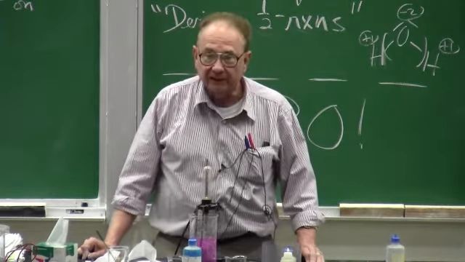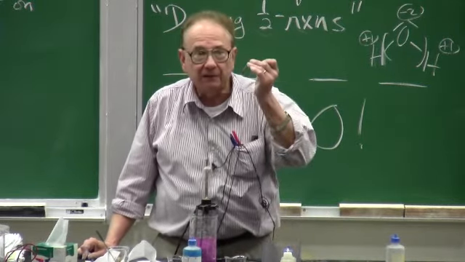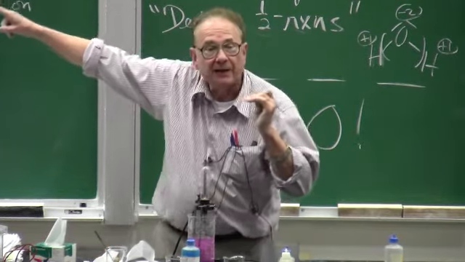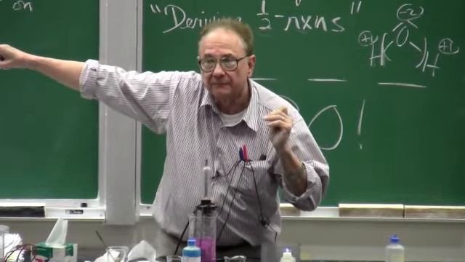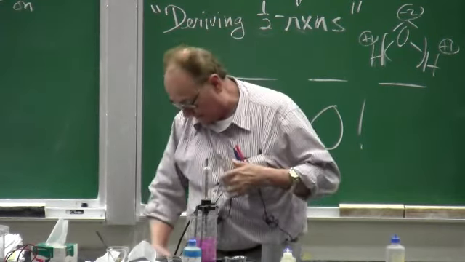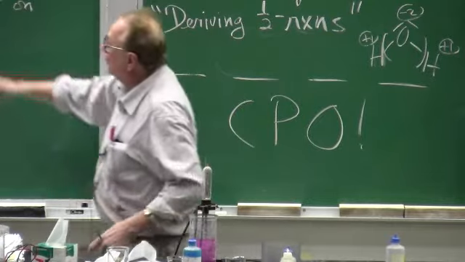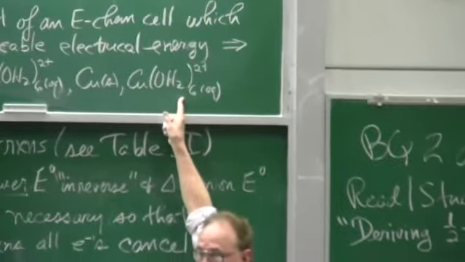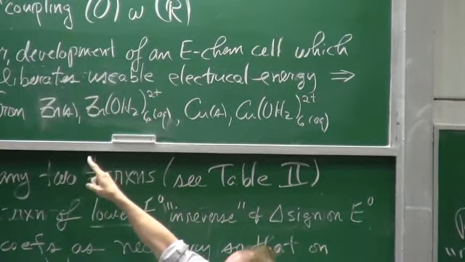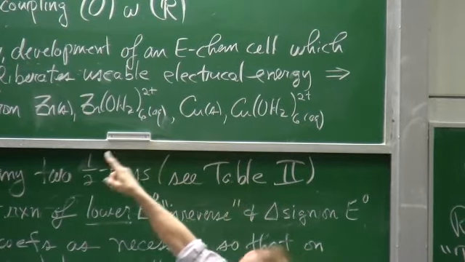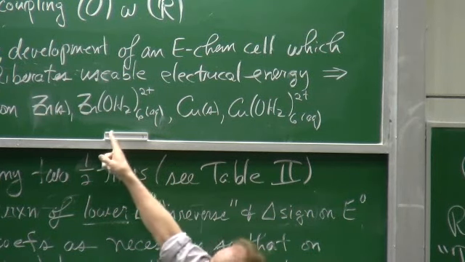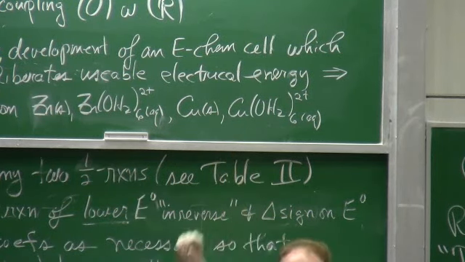Do you remember what you did? You took a particular possible reducer, like zinc, and mixed it up with the conjugate oxidizer of the other possible reducer. Sounds like double talk, doesn't it? You take the zinc and mix it with copper ion. And at the same time you take copper and mix it with zinc ion. Because if zinc is a better reducer than copper, then zinc can reduce this. But if copper is a better reducer than zinc, then copper can reduce this and zinc can't reduce that.